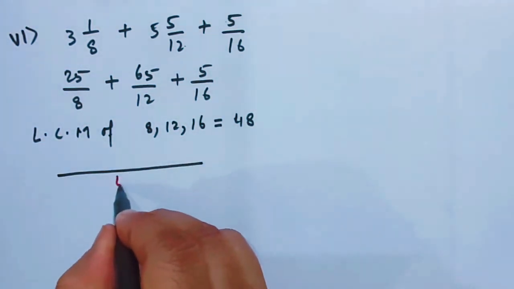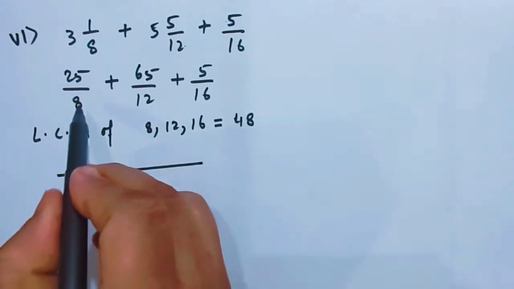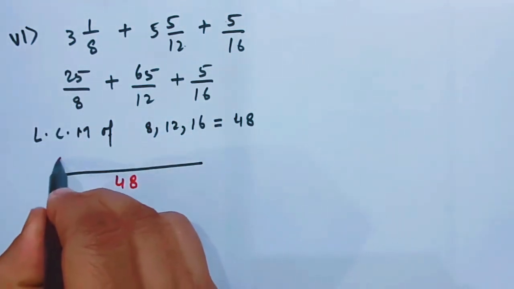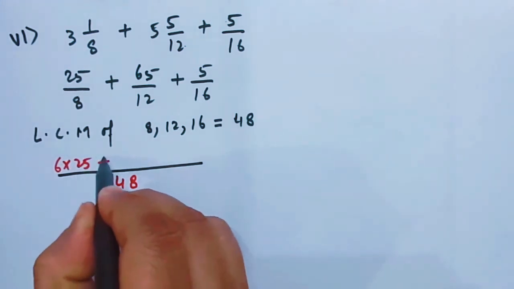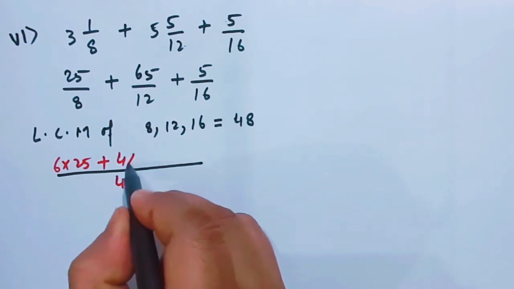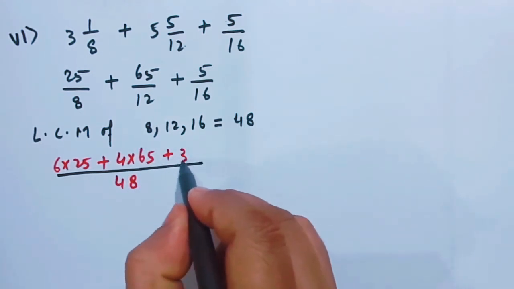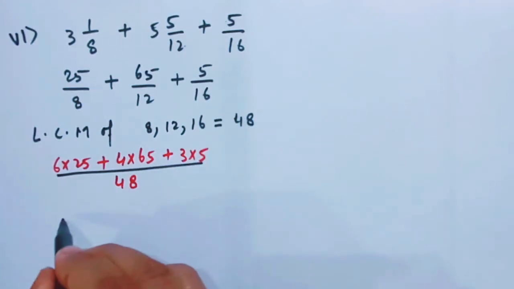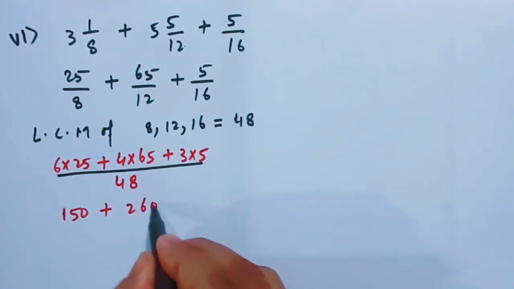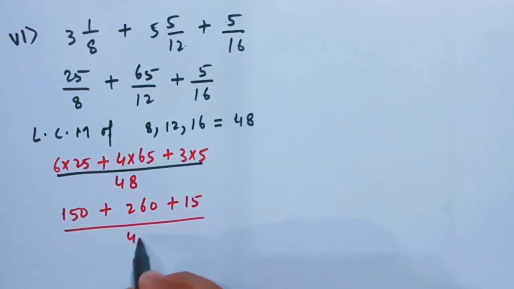So I'll write 48 over here, no issues. So I will divide the LCM by each of these denominators. 48 divided by 8 is 6. So 6 into 25 plus, see, 48 divided by 12 is 4. 4 into 65. Similarly, here you have 3 into 5. Let's multiply. 150 plus 260 plus 15 divided by 48.